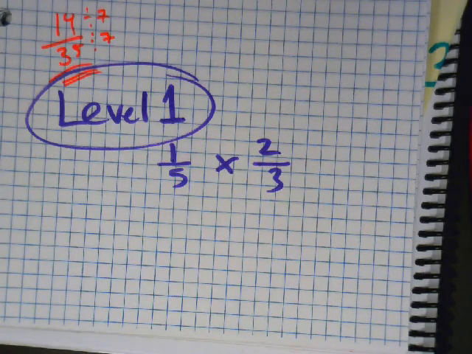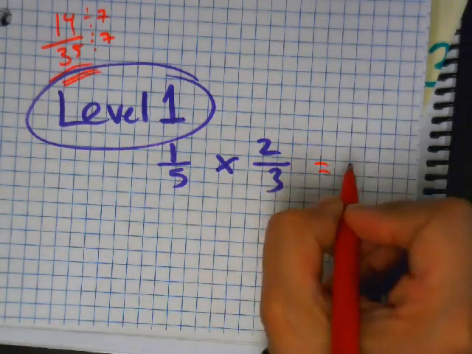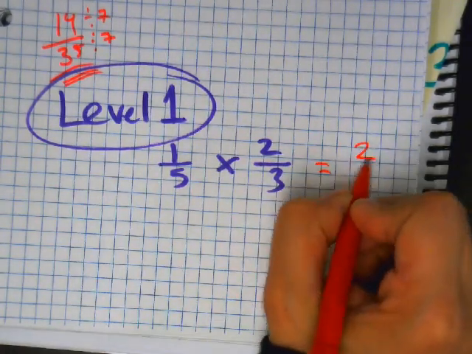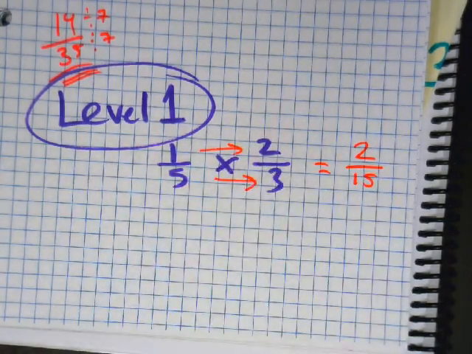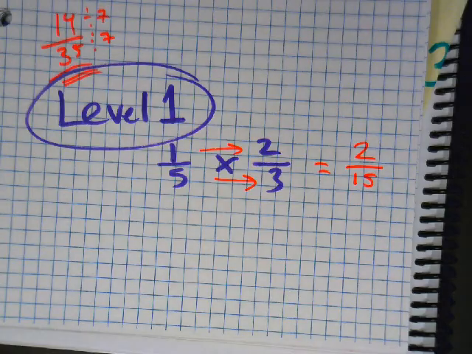What's our answer? 1/5. 2 over 15. You multiply straight across. Level 1 is just multiply straight across, that's it. Could you use a multiplication table? Yes, you can use a multiplication table. All you do is multiply straight across.